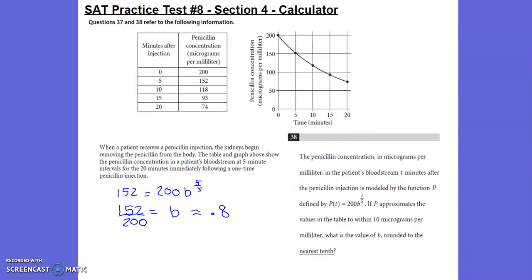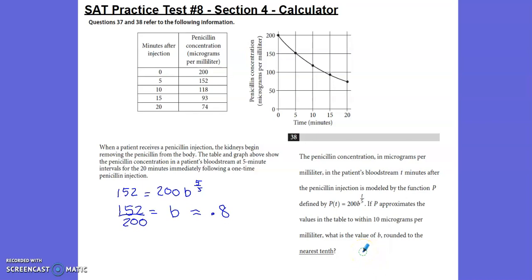And then the final question says that the penicillin concentration in micrograms per milliliter in the patient's bloodstream T minutes after the injection is modeled by this function P. So P is equal to 200 times B raised to the T over 5. If P approximates the values in the table accurate to within 10 micrograms per milliliter, what is the value of B rounded to the nearest tenth?